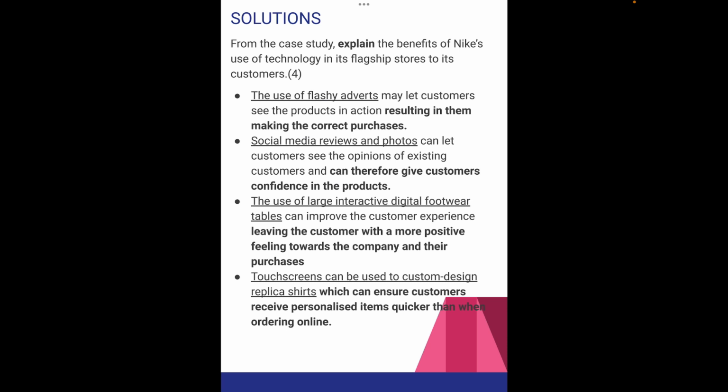And then finally, we've made reference to the touch screens that can be used to custom design the replica shirts. And when we're making reference to this one, the fact that they can custom design the replica shirts is what the advantage is. Why is it an advantage? Because it ensures customers receive personalised items quicker than if they ordered online. So again, I've made sure to put the bits in bold at the end of each response that actually makes this a full explanation.